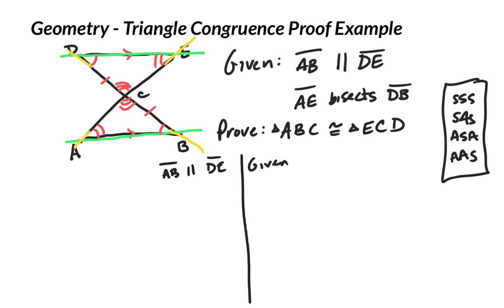We then know that angle CDE is congruent to CBA because they are alternate interior angles and they are equal. And we could say that. You could say are equal.